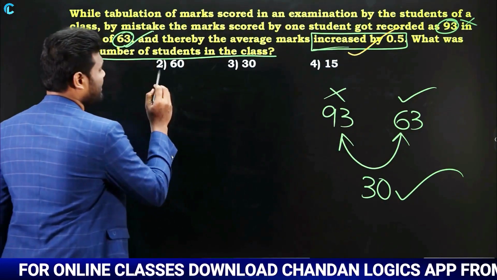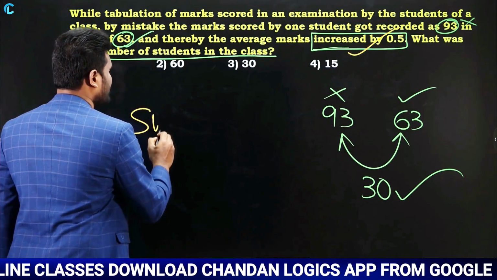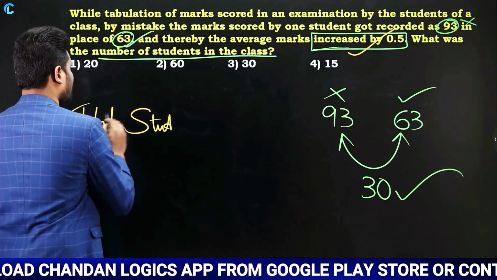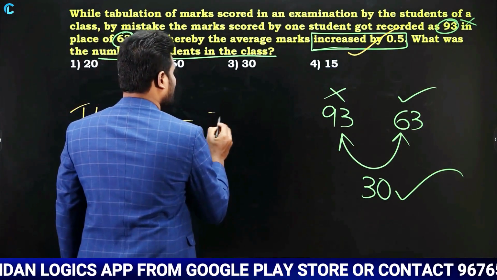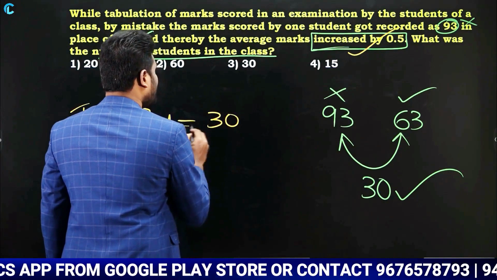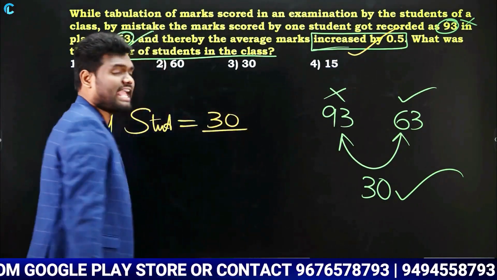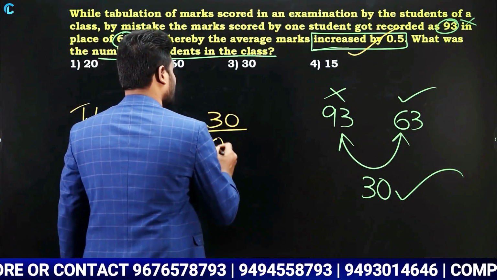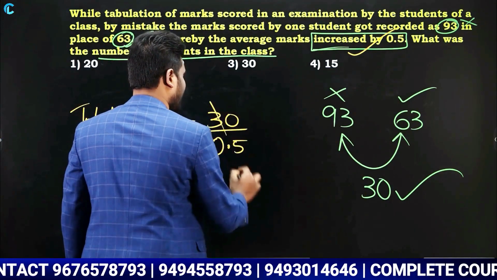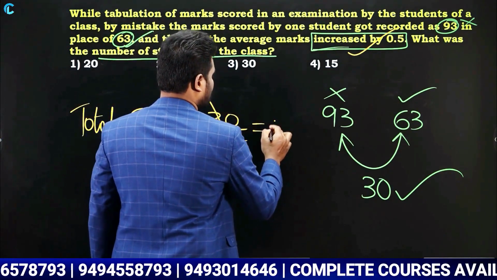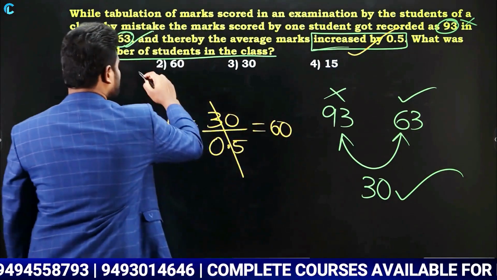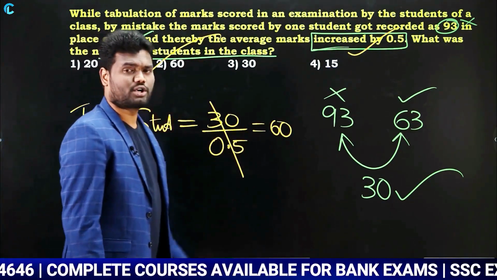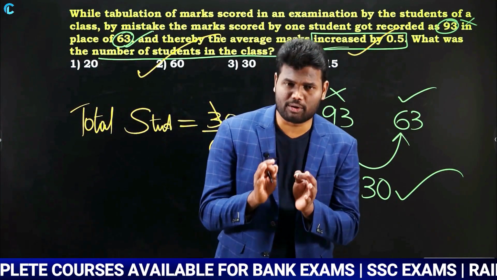So how many numbers are there in total, or how many students are there in total? It is very simple. Just observe here carefully. What is the difference here? The difference is 30. And due to this 30 difference, each and every student increased by 0.5. So 30 by 0.5, how much is it going to be? This is going to be 60. So the number of students is 60 students. Just a simple question.